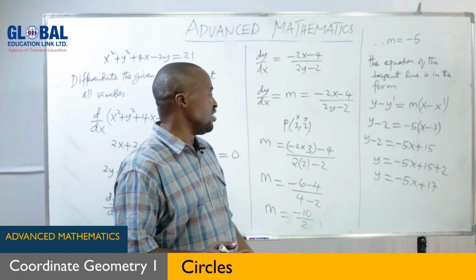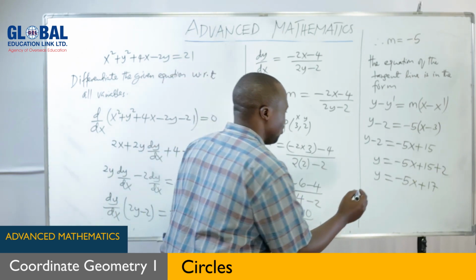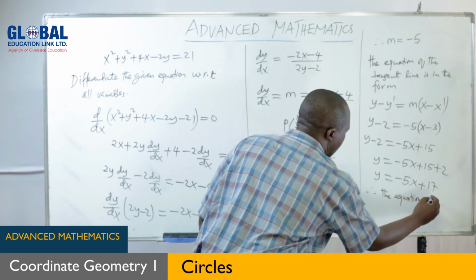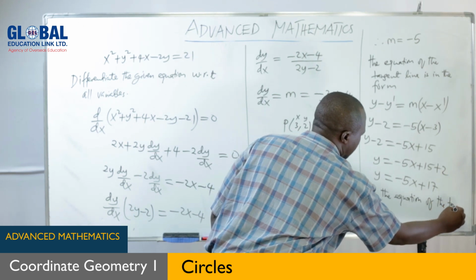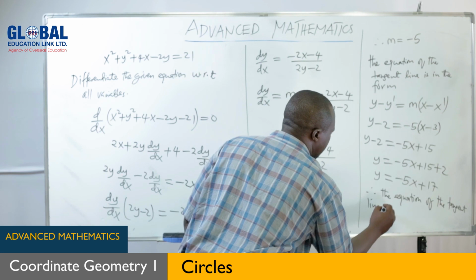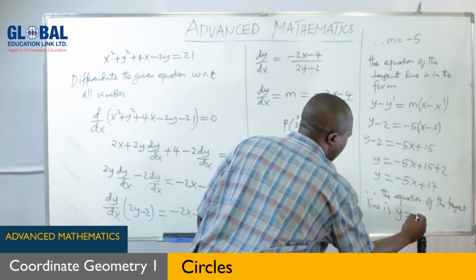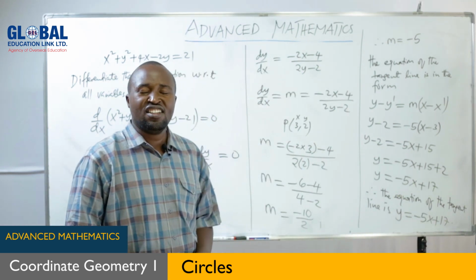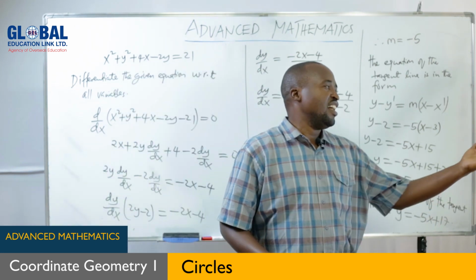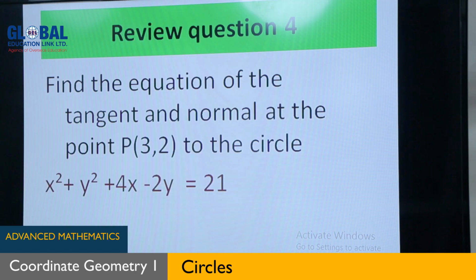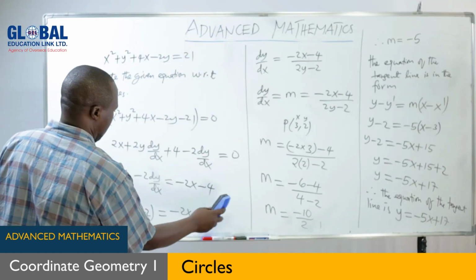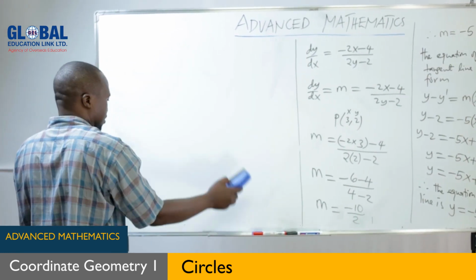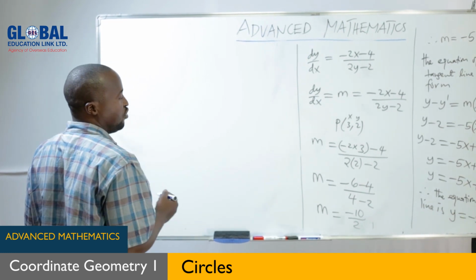My dear student, this is the equation of the tangent. So here, the equation of the tangent line is y is equal to negative 5x plus 17. So again, the next step is to find the equation of the normal. So the equation of the normal can be found by the following steps.